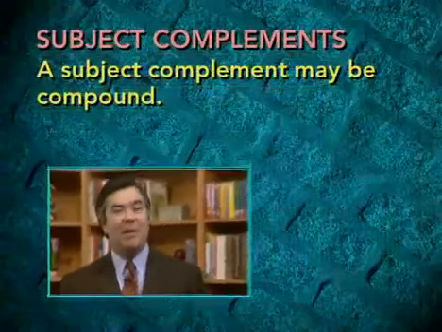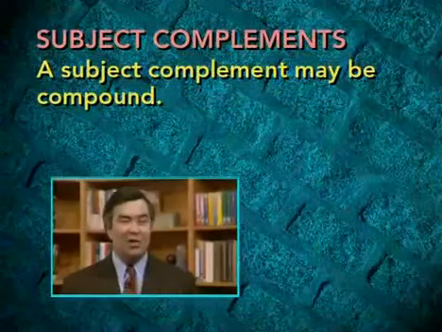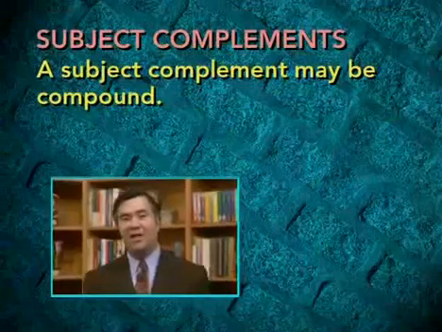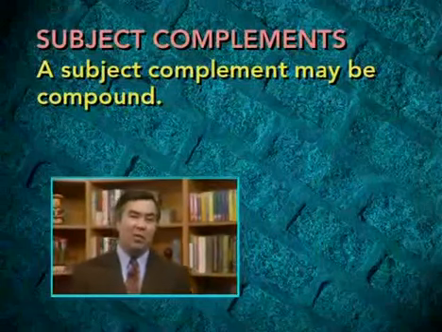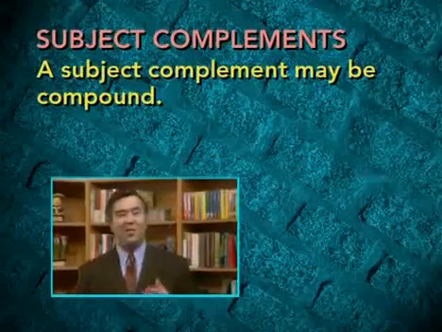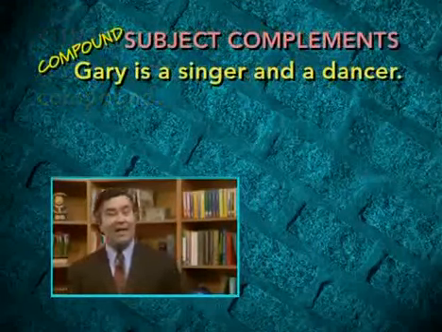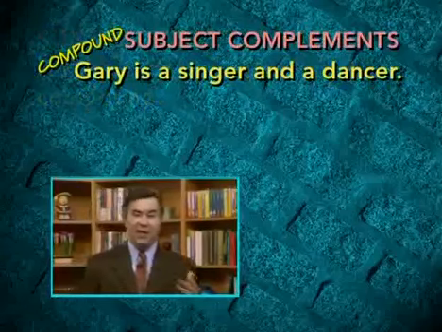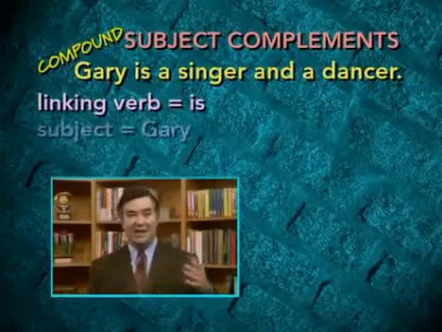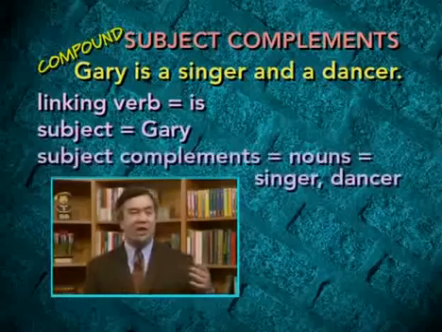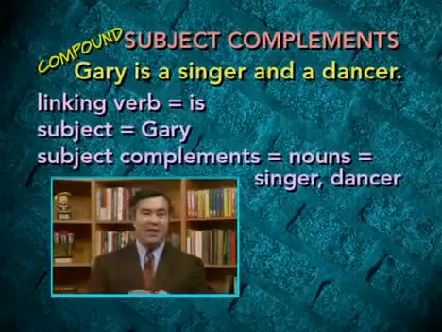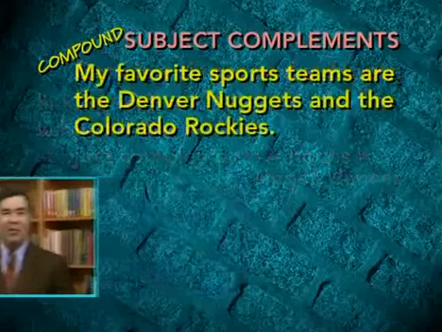So once again, a subject complement follows a linking verb, and it can be either a noun or a pronoun or an adjective. And just like the other forms of sentence complements that we've looked at in this program, a subject complement may be compound. In other words, there may be more than one word included in the subject complement, and the two or more words would normally be joined by a coordinating conjunction. For example, Gary is a singer and a dancer. Here we have the linking verb is, linking the subject Gary to two words which are nouns, which are the subject complements, singer, dancer.